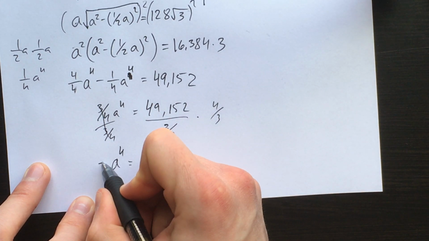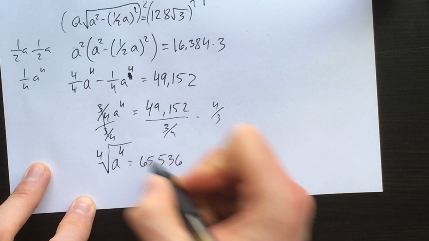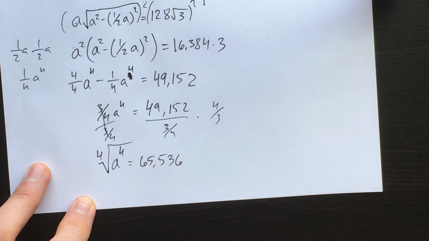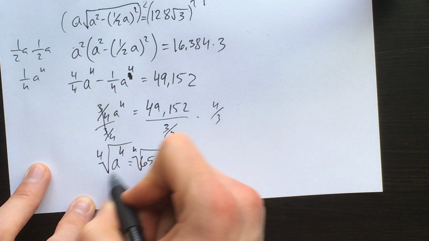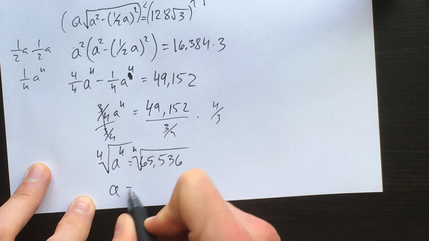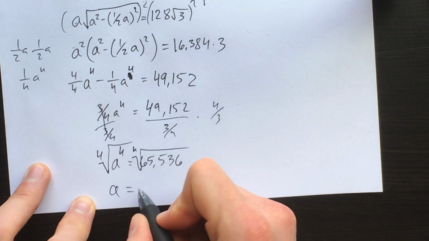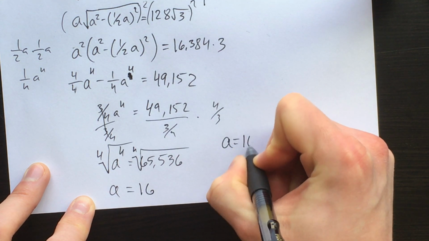And finally, how do you actually isolate for a? You take the 4th root, right? Not the square root, because it's not squared, it's the 4th root. Alternatively, you can just take the square root twice. So here we go, 4th root of a to the 4 and 4th root of this. That's really the key point. So 4th root of a to the 4 is just going to be a. 4th root of that big old number is 16. Okay, so we just figured out finally that a is equal to 16.